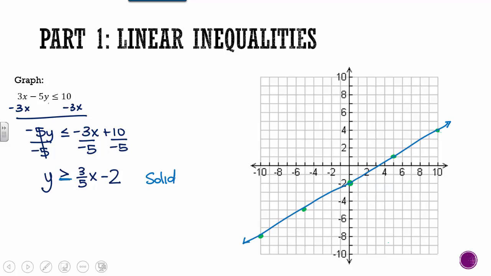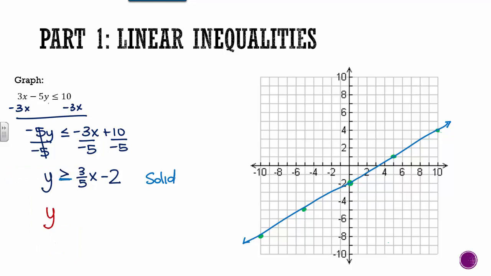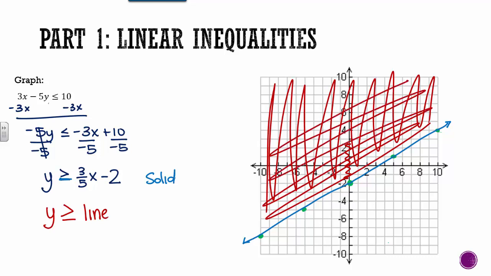Now I need to figure out where to shade again. So you can stop and think about it, that I want all the y values greater than or equal to our line, which would be all these guys here. So that means it's everything up here is a solution. Absolutely every single one of these points.